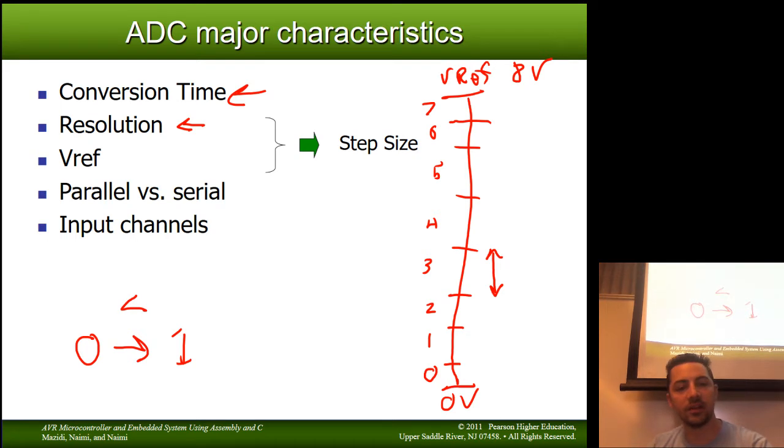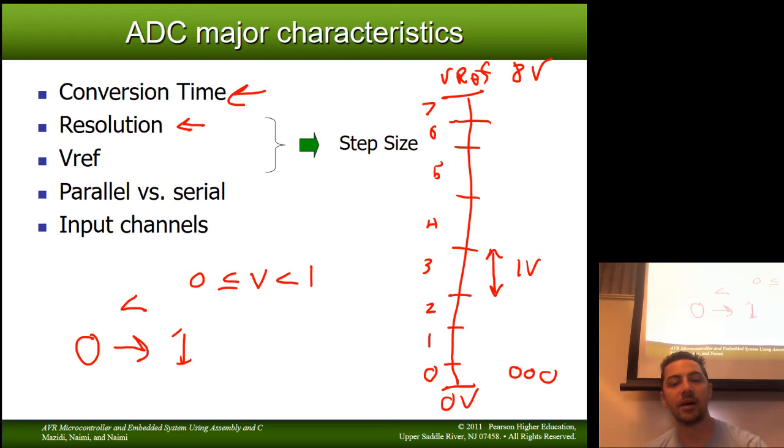So if the input V is greater than or equal to 0 volts and less than 1 volt, that means it's going to give you a digital output of 0. Now that's not really handy, right? It means that anything between 1 volt and 0, 500 millivolts, 750 millivolts, 200 millivolts, 1 millivolt, all going to give you a 0. So the step size is this 1 volt here.